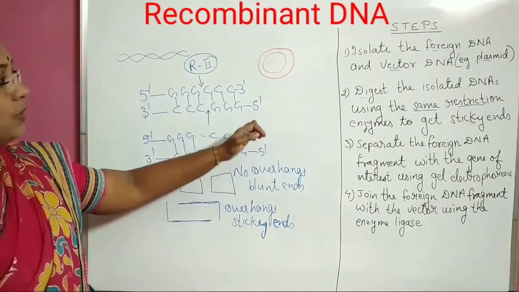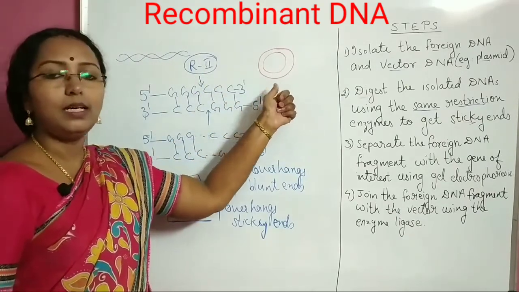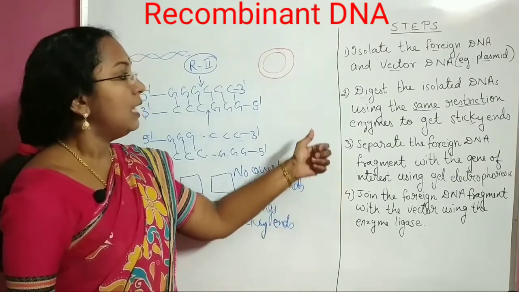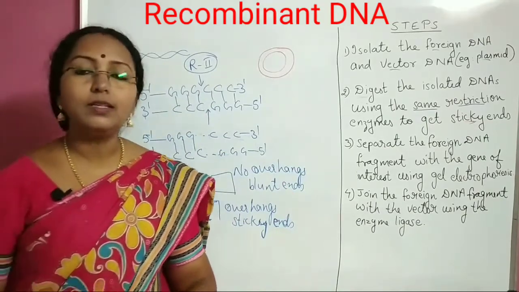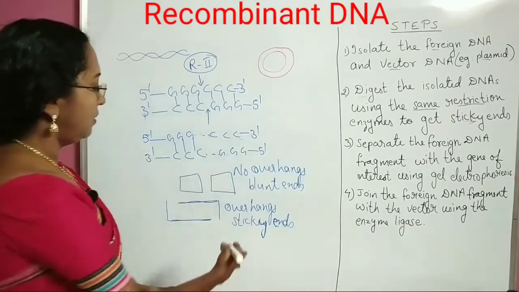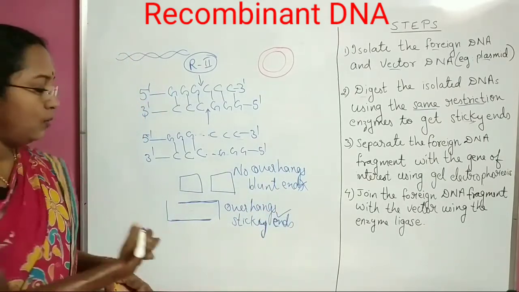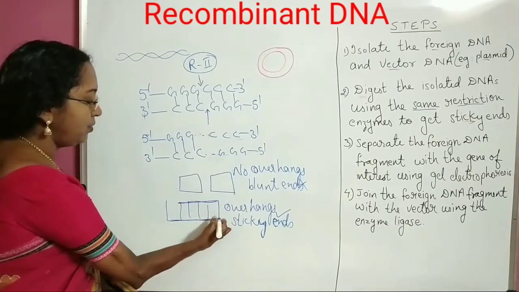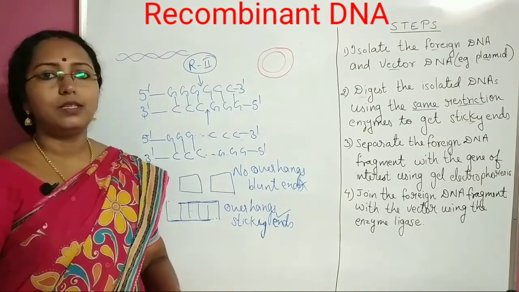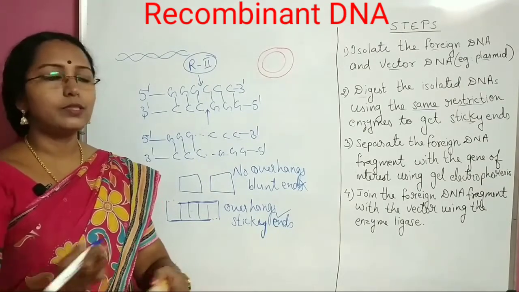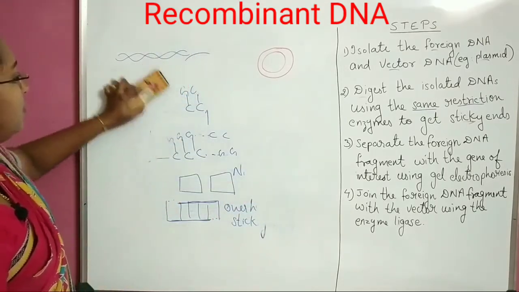Now coming back to our point, digest the foreign DNA as well as the vector DNA with the same restriction enzyme to get sticky ends. Okay, so sticky ends are preferred in recombinant DNA. The sticky ends are preferred over blunt ends because they can directly join with hydrogen bonds. And then you just use the enzyme ligase here, it will join automatically. You need not use much strain to join the two strands. Okay. So you have understood the meaning of sticky ends.